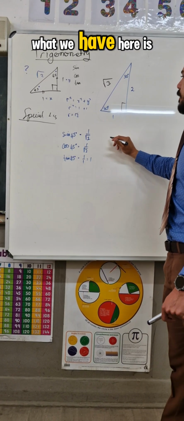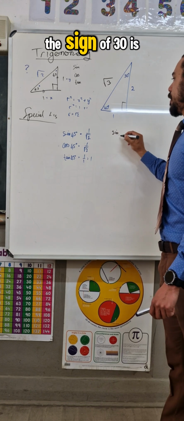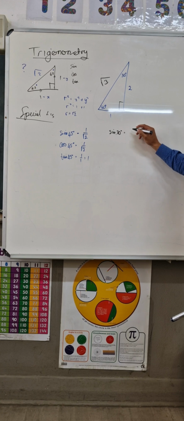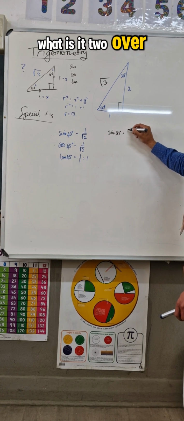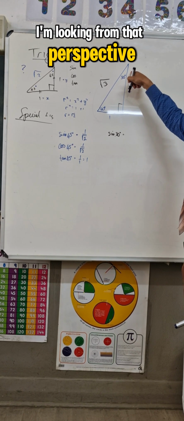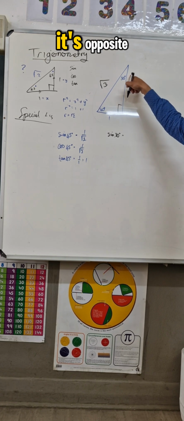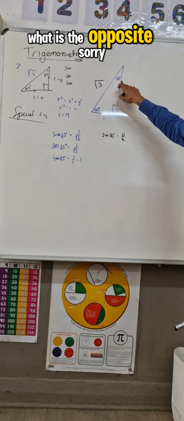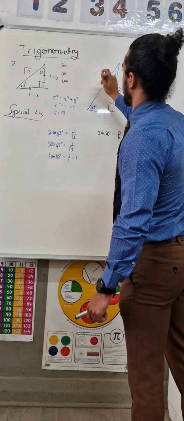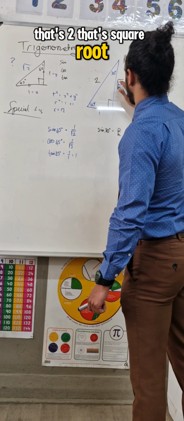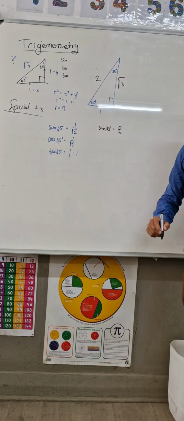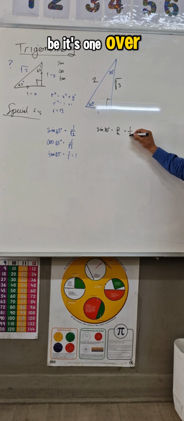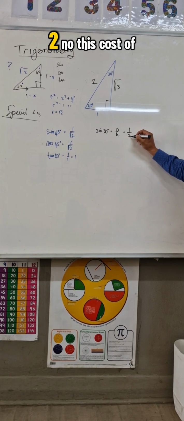So what we have here is we can also establish the sine of 30. I'm looking from that perspective. What is sine? Sine, remember, is opposite over hypotenuse. So what is the opposite? That's 1, and the hypotenuse is 2. So it's 1 over 2.